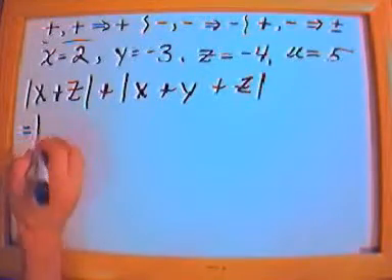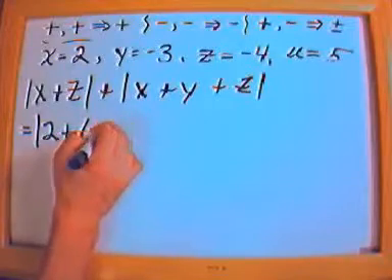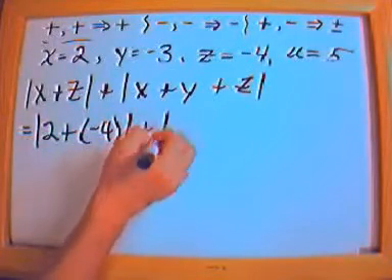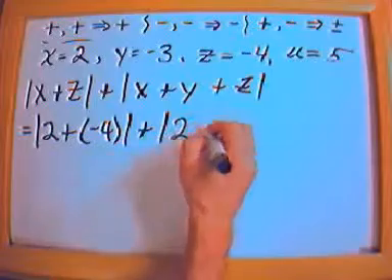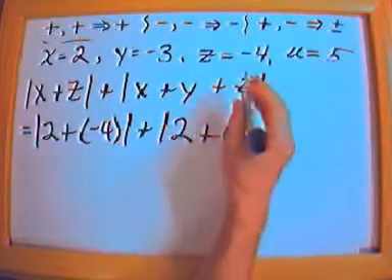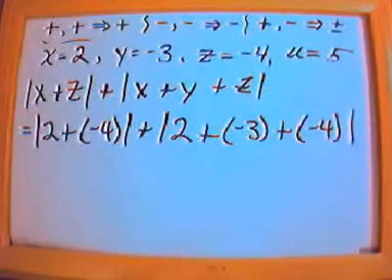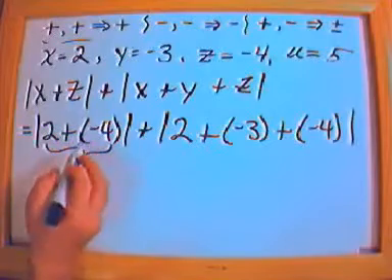This is equal to absolute value of x, which is 2, plus z, which is negative 4, plus absolute value x, which is 2, plus y, which is minus 3, plus z, which is minus 4, close absolute value. Let's work inside of here first.